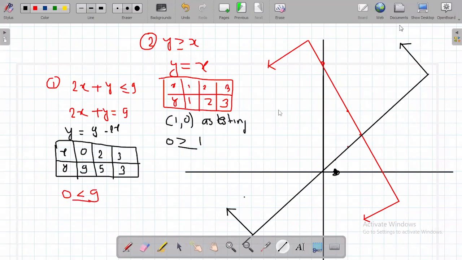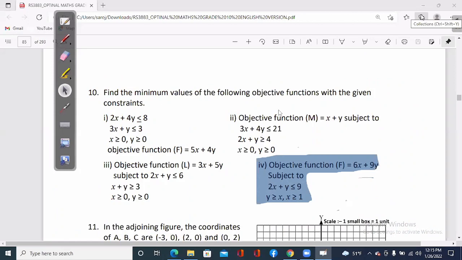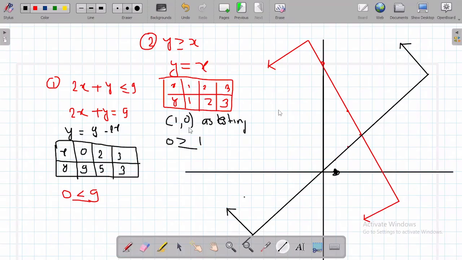Now what is the third inequality? Let's see. x is greater than or equal to 1. So I'll write here, x is greater than or equal to 1. As you all know, if the inequality contains only one variable, then we don't need to make this type of table. Directly we can write the boundary line is x equals 1.